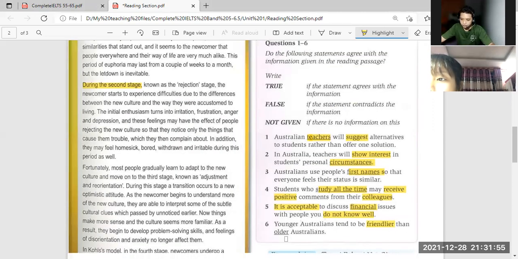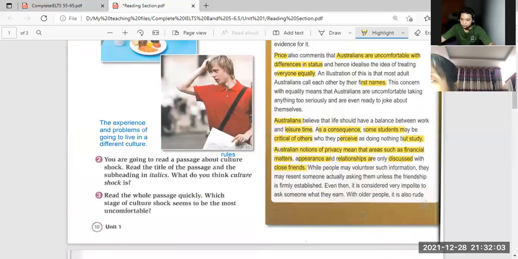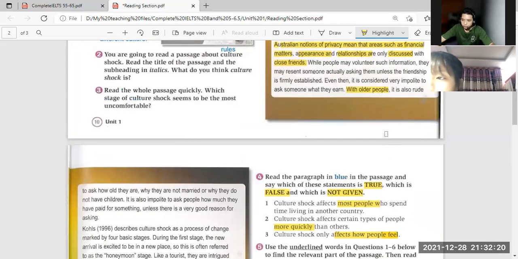Okay, so can you find older? Can you find older Australians or the word older from here? Can you find the word older? Yes. Okay, it's here, right? With older people, it is also rude. It is also rude to ask how old they are, why they are not married, or why they do not have children.